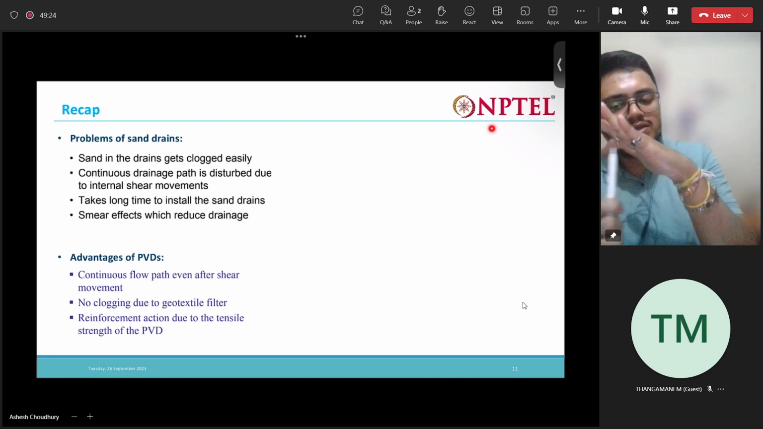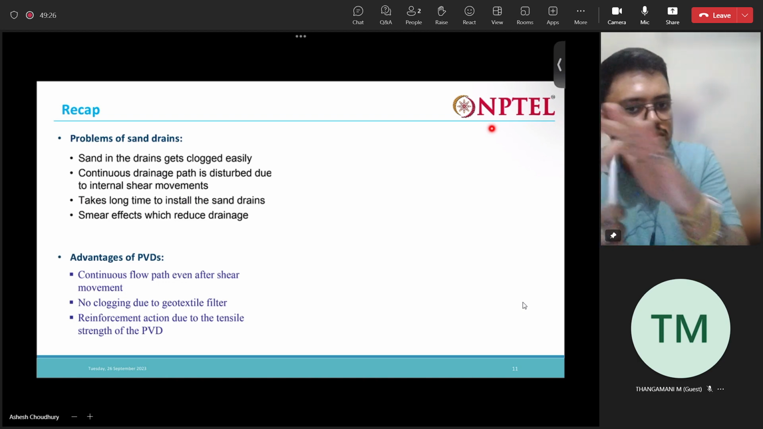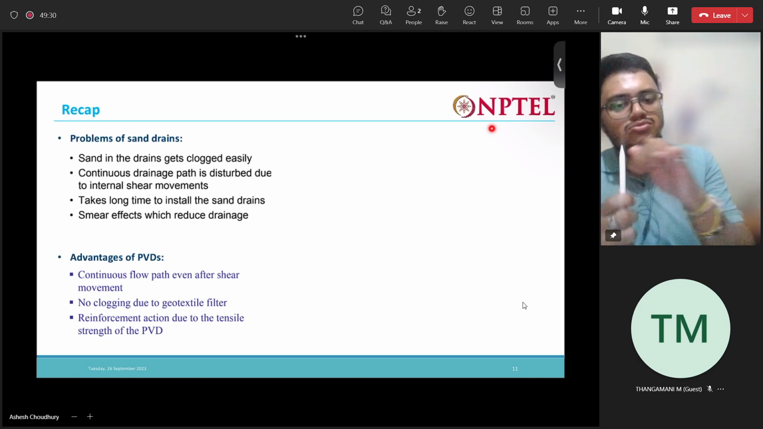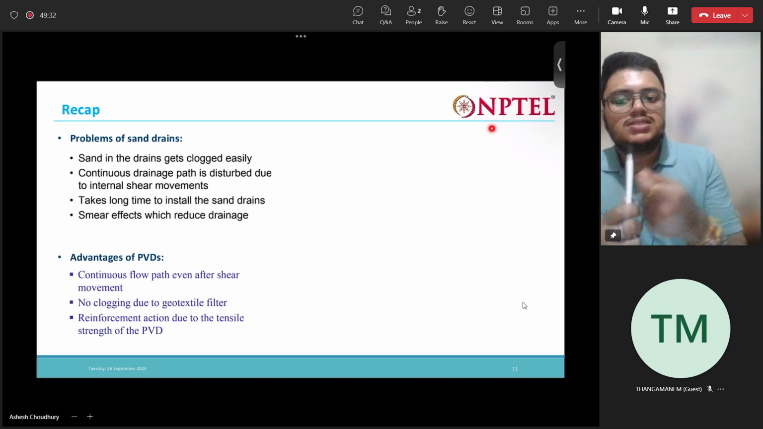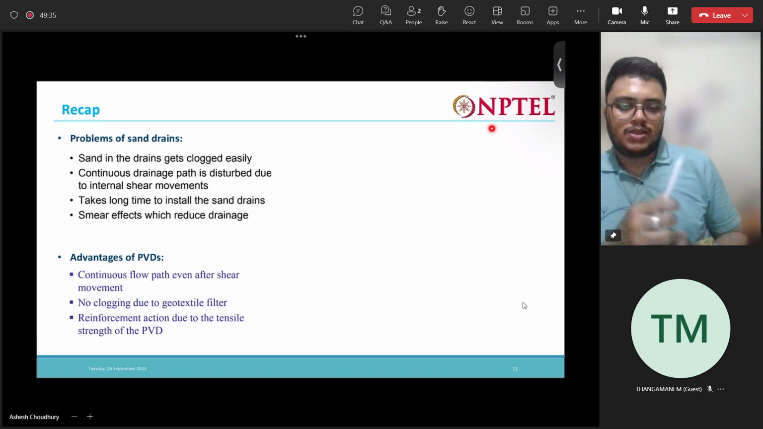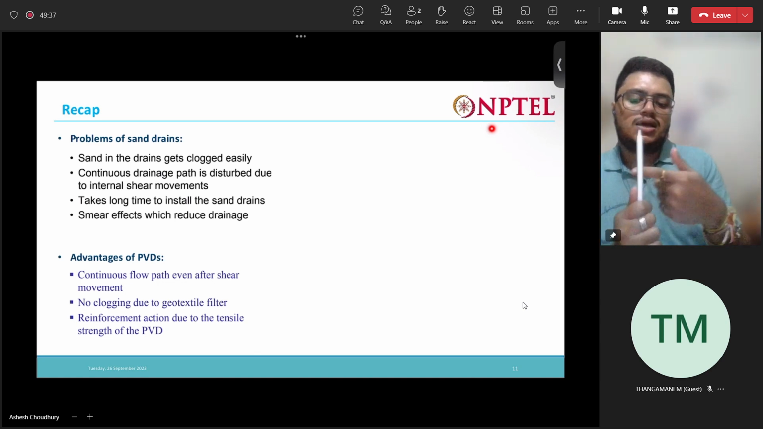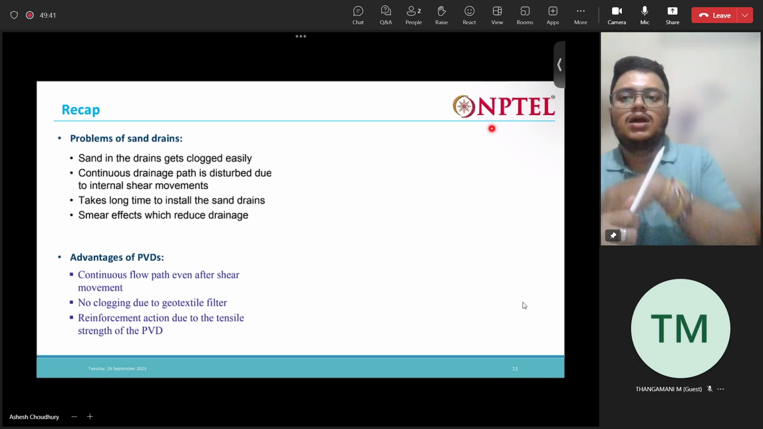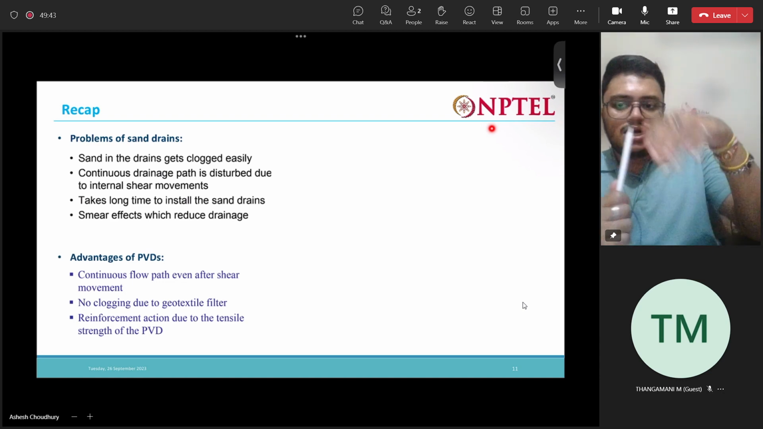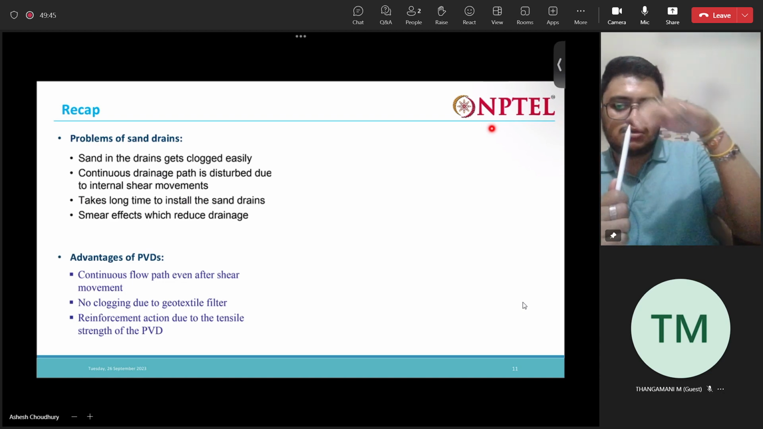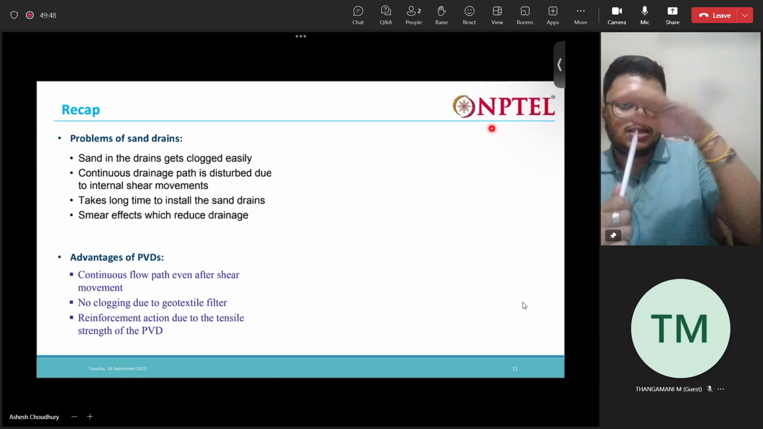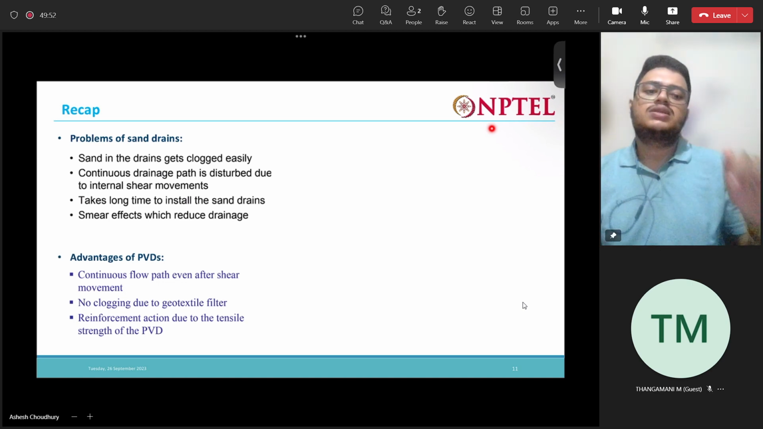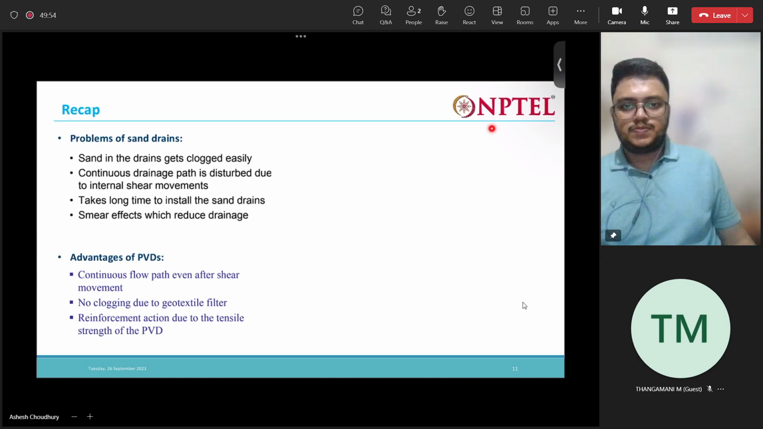Due to the remolding of the surrounding soil, the permeability actually reduces. This is known as the smear effect. Because of this, the efficiency of the sand drains gets reduced, because of reduced drainage, since it is difficult for water to travel through less permeable soil. So due to remolding, the permeability of the surrounding soil reduces, and this effect is known as the smear effect.